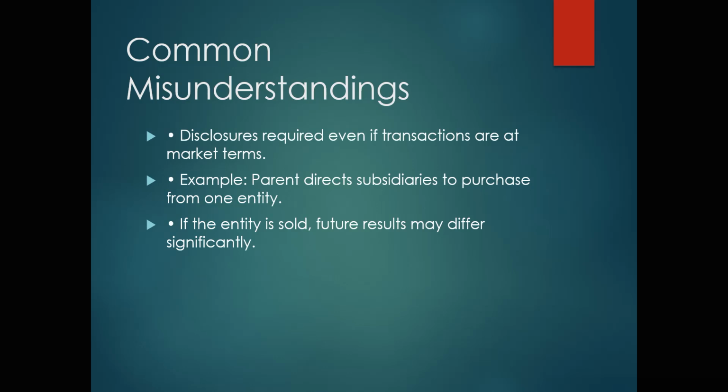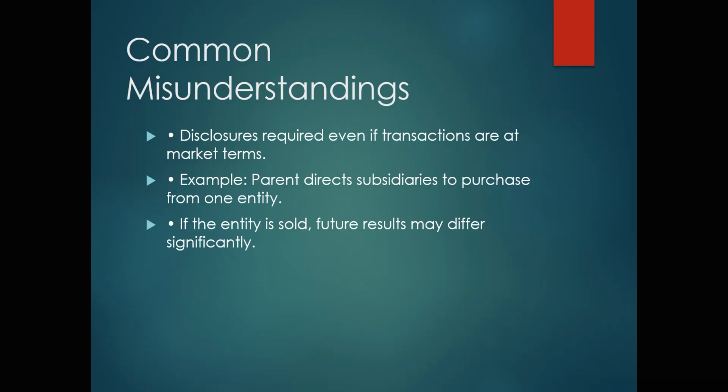So common misunderstandings that people have about IAS 24 is that disclosure is required even if transactions are at market terms. You need to disclose. Some people think that, oh, because you sold at market terms, we sold at arm's length, we don't need to disclose. But no, you still have to disclose. Whether you sold at arm's length or not, you must disclose in line with IAS 24.